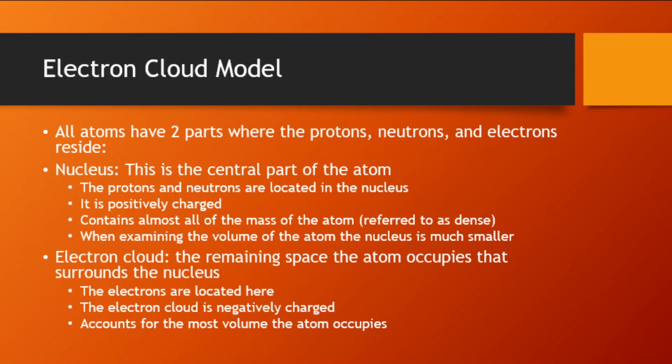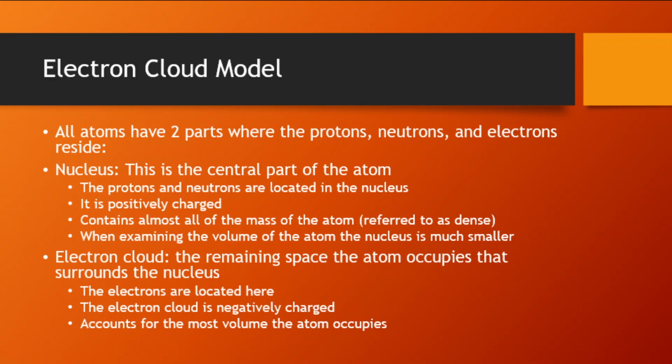Now, from the Bohr model and even in the electron cloud model, some things do remain the same that it's important to recognize. That all atoms have two parts, right? There's a location where the protons and neutrons are going to be found, and then there's a location where the electrons are going to be found. So anytime you're looking at an atom, it's always going to have those two locations, right?